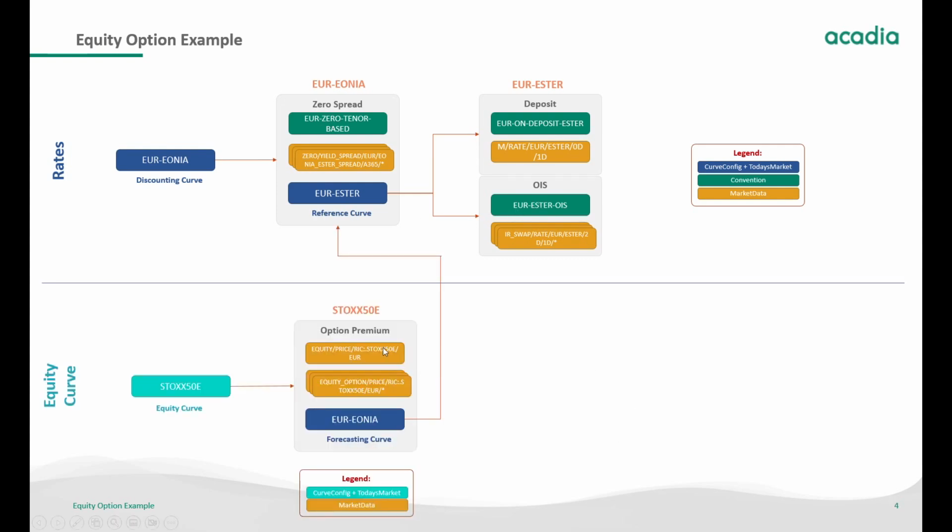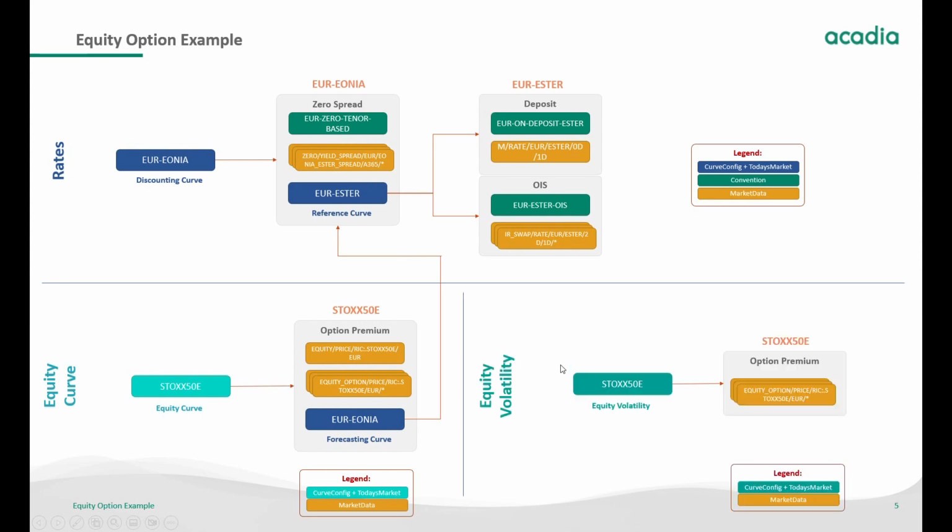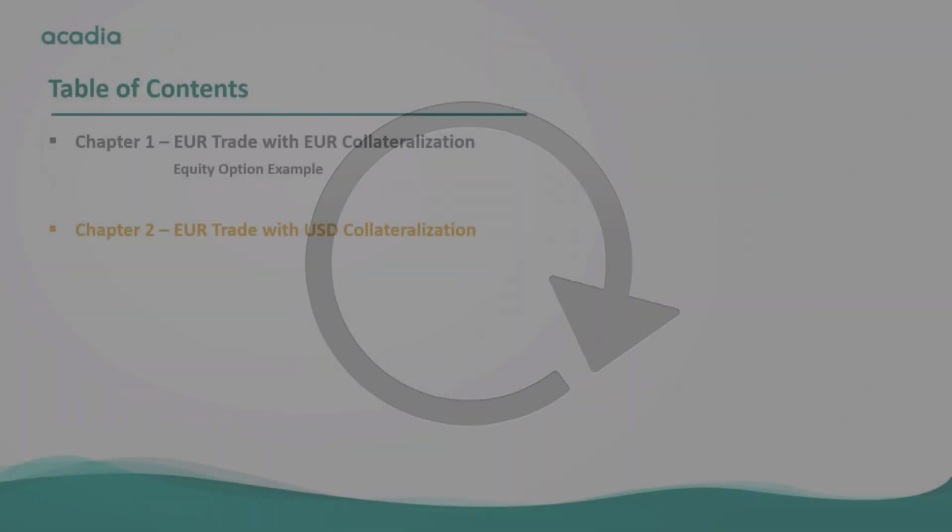Then we had the set of configuration to build the equity curve, which was done with the spot and a series of equity option data, plus the euro EONIA as a forecasting curve, which is obviously already built. And we had the equity volatility built using the same equity options used for the equity curve.